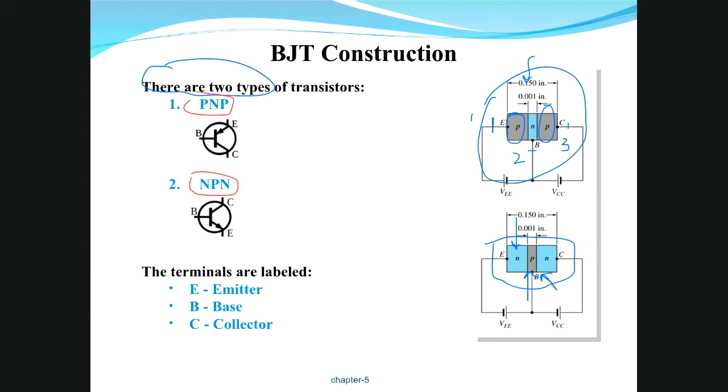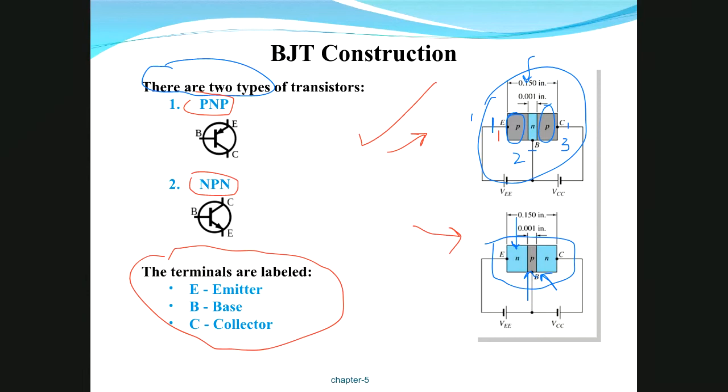Fine. The figure above is about PNP. You can clearly understand from the figure. And the figure on the right bottom of your screen is an NPN transistor. Now these transistor names, PNP and NPN, have specific meaning, and here it is. E stands for emitter, B stands for base, and C stands for collector.